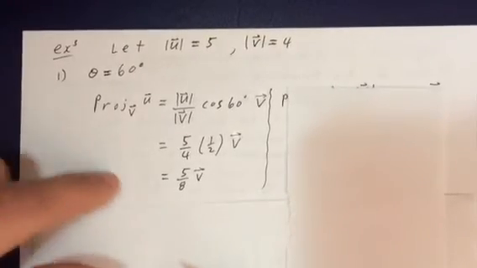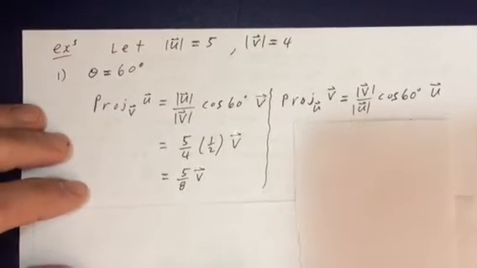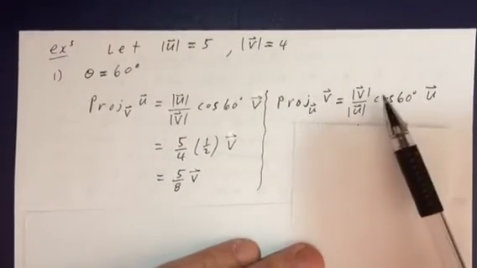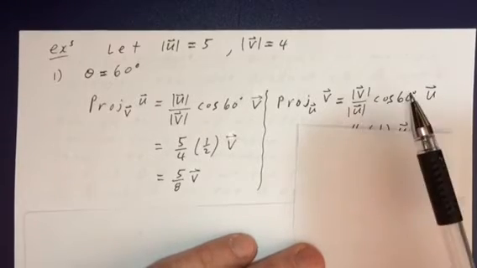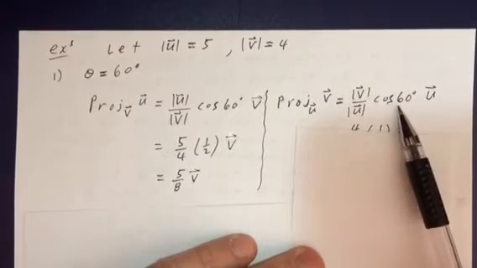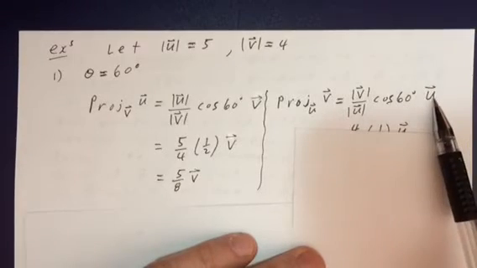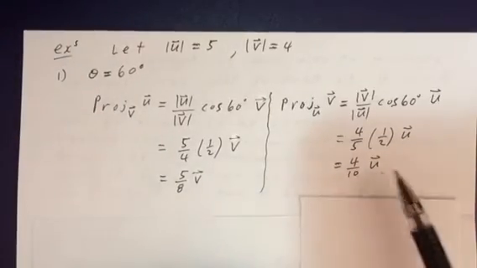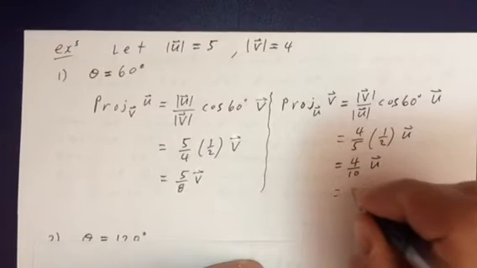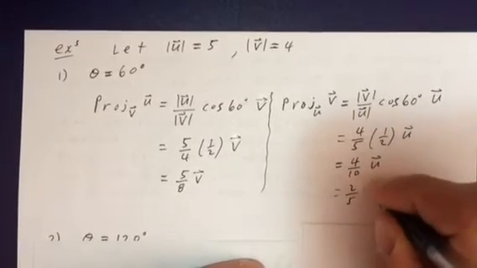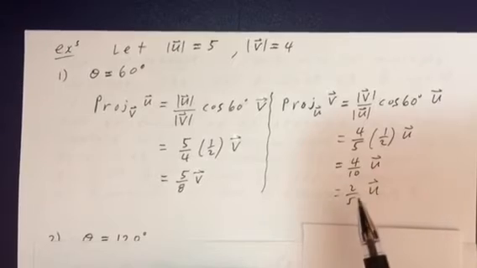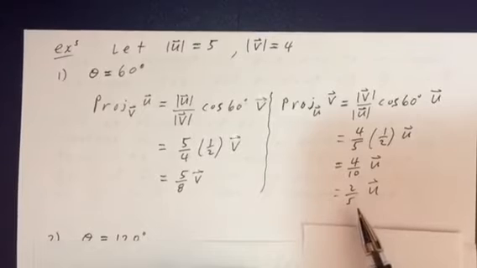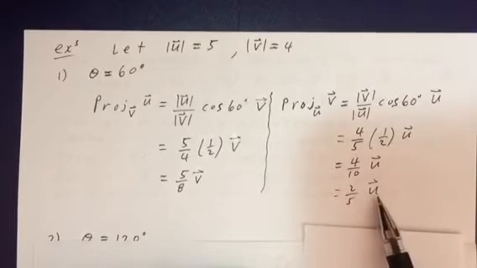We can also do the projection of v onto u. We can do that one over here. The projection of v onto u is the magnitude of v over the magnitude of u times cos 60. The angle between them hasn't changed, so we can still use cos 60. Now we're multiplying it by the vector u. Work it all out, and you get 4/10, which reduces to 2/5 times vector u.